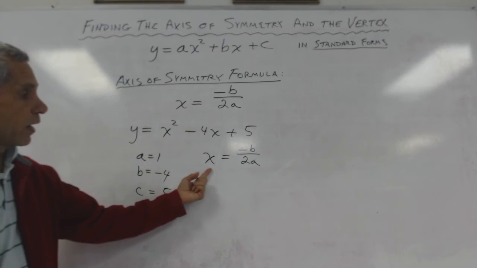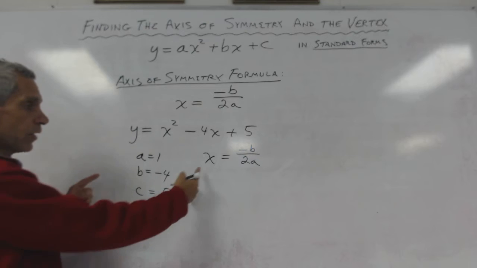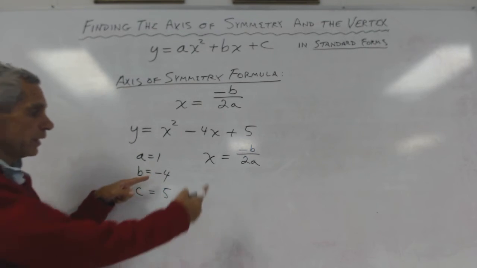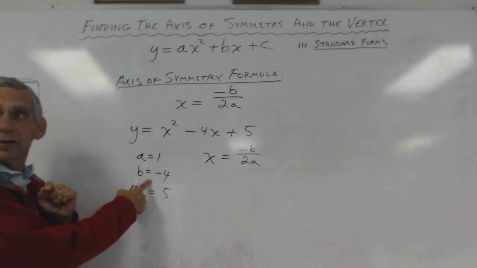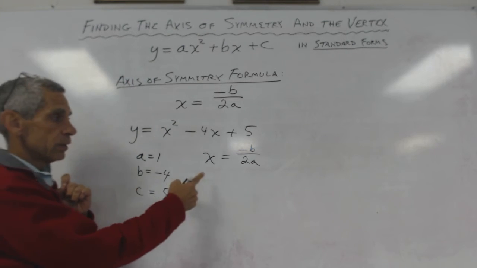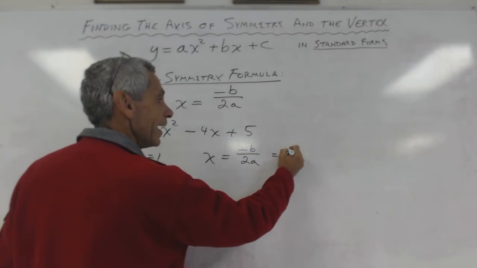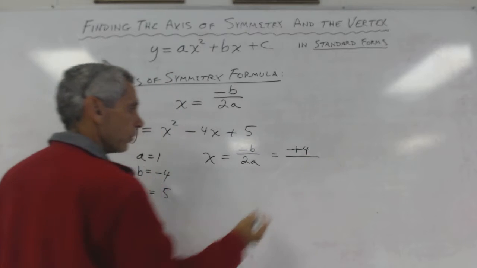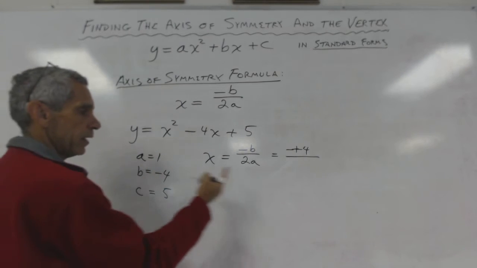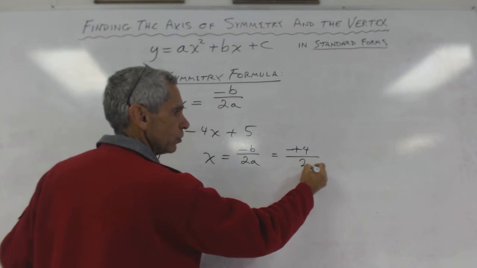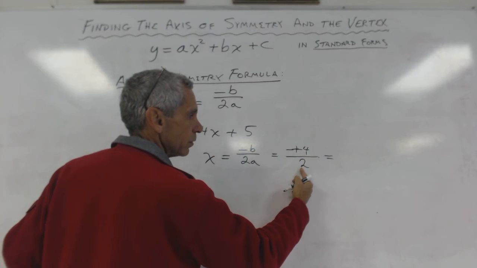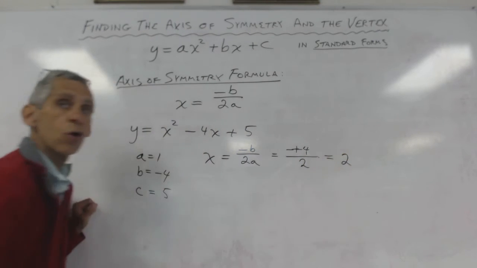So here we go. I'm going to plug this in now. Negative b. B is already negative 4. Does that mean I just write negative 4? It's going to be negative negative 4, right? So that means positive 4 over 2 times a. A is 1, so that's over 2. What is 4 divided by 2? 2.